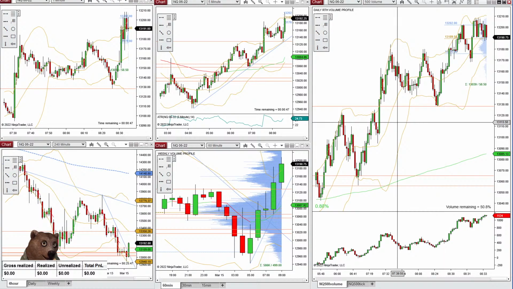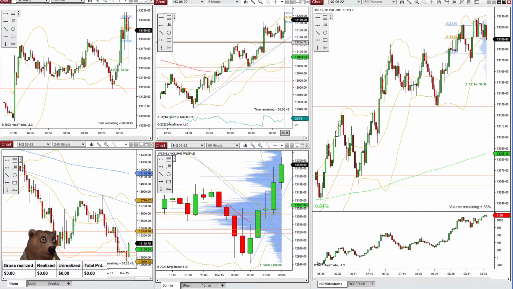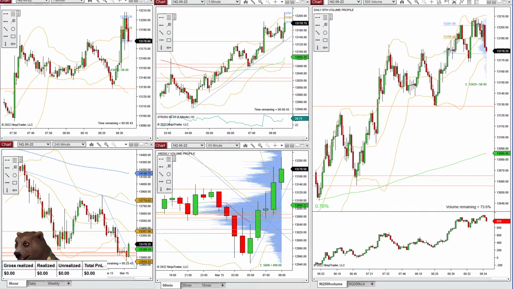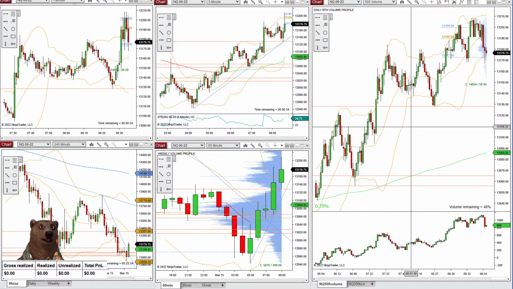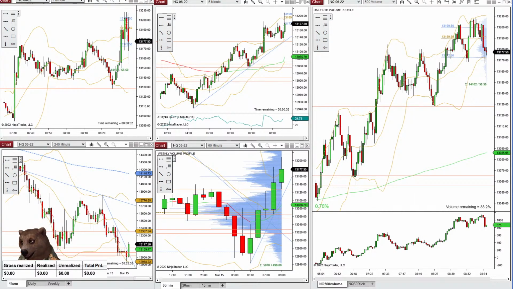But that does look tempting. A break at this level back down to VWAP. Some sellers coming in here.